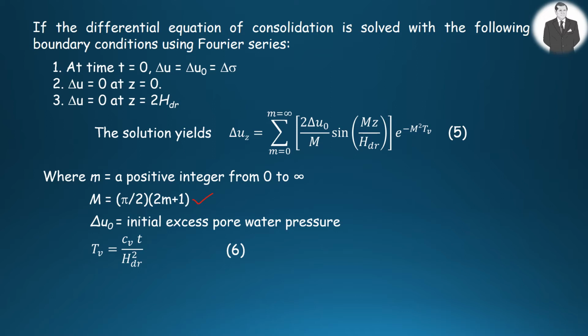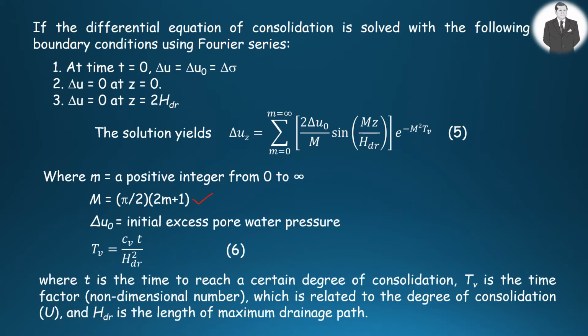T sub v is equal to C sub v times t over H sub dr squared, in which t is the time to reach a certain degree of consolidation. T sub v is the time factor, which is a non-dimensional number and related to the degree of consolidation as well as the length of maximum drainage path.